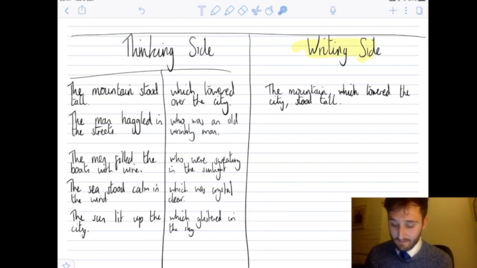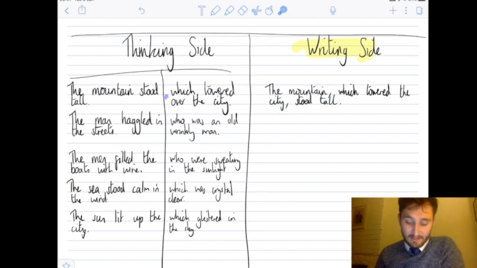So you can see I've got my capital letter, my full stop, I've got my piece of punctuation, my comma, just before I start my embedded clause and at the end of my embedded clause. Now, I have strategically placed my side 1 here with my side 2. So when you read it, the mountain, which towered over the city, stood tall.